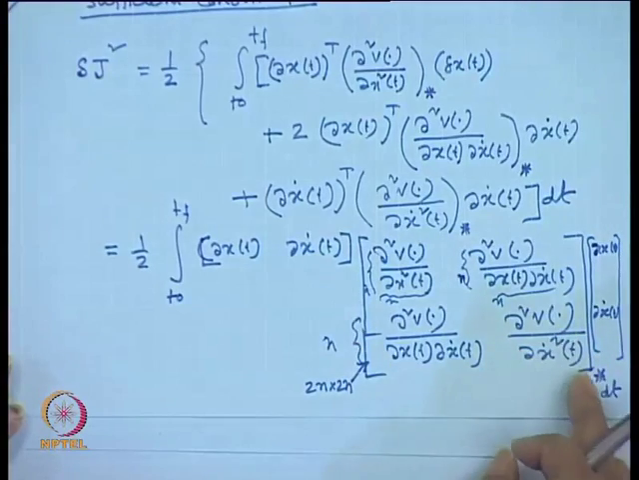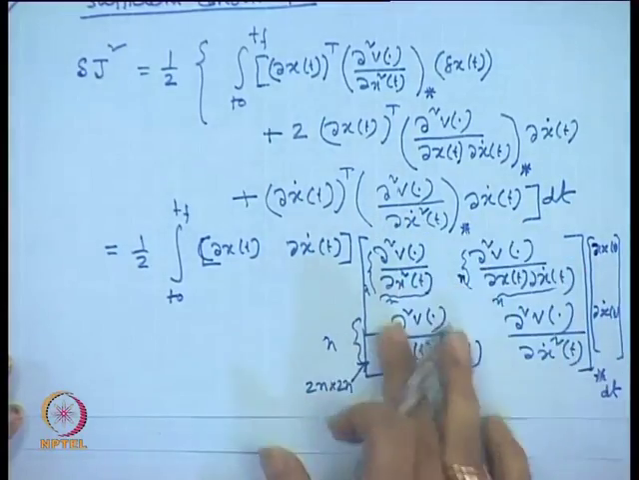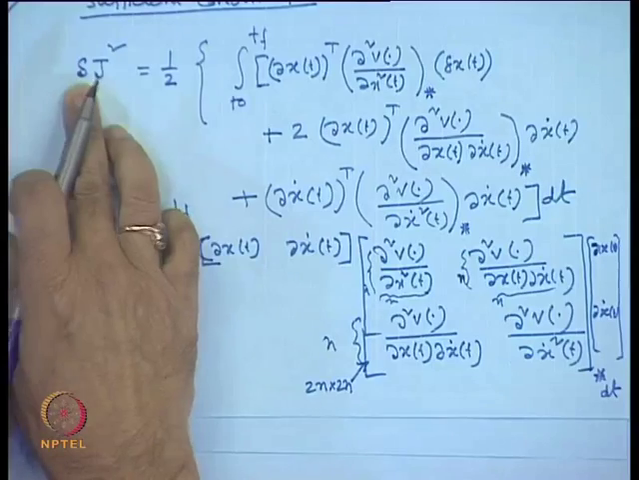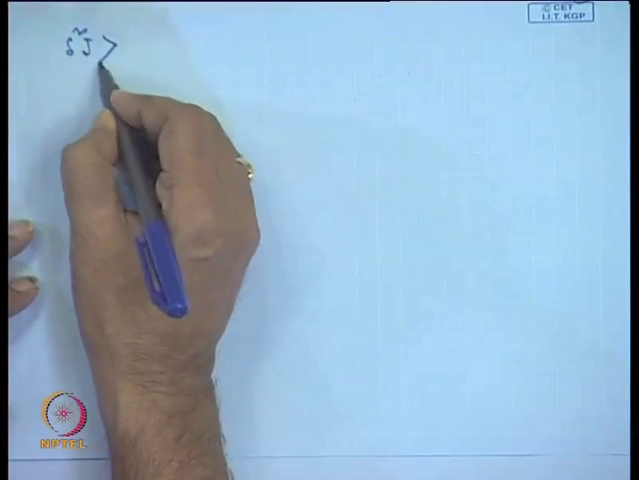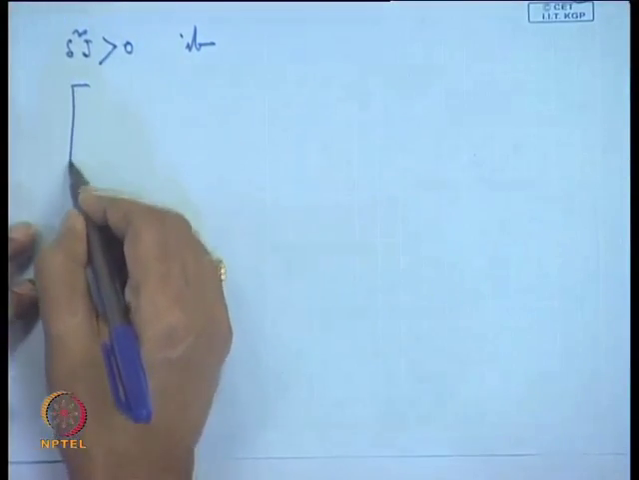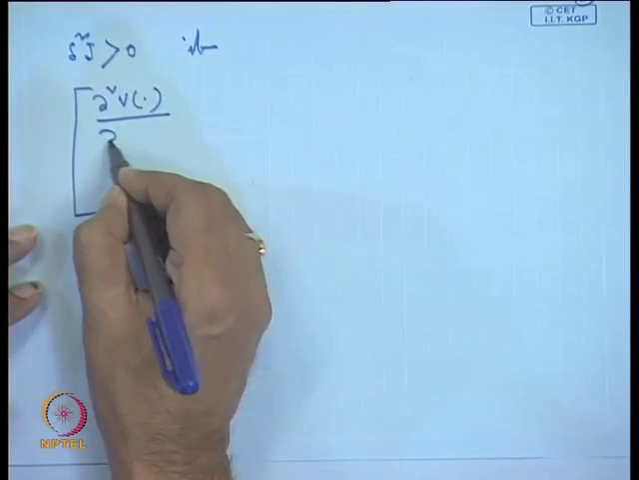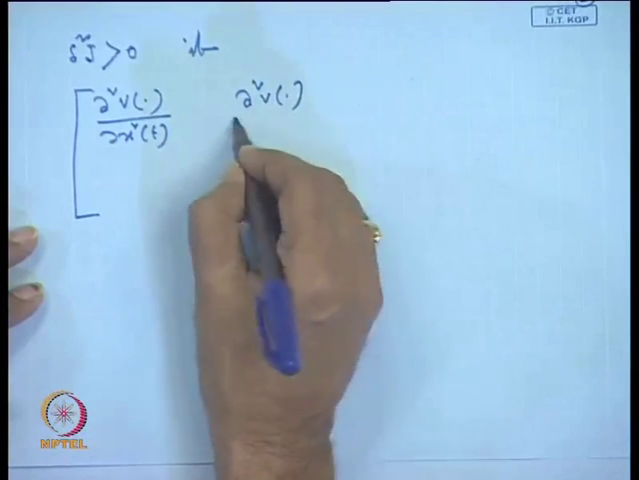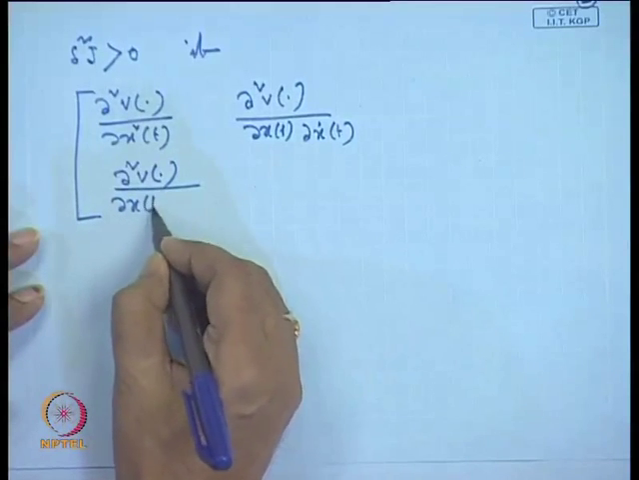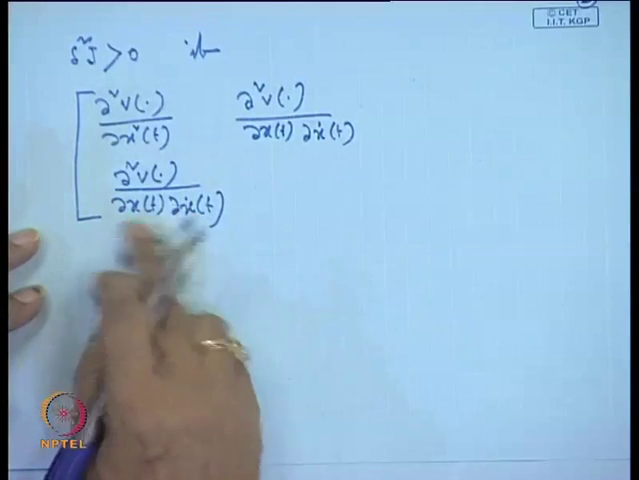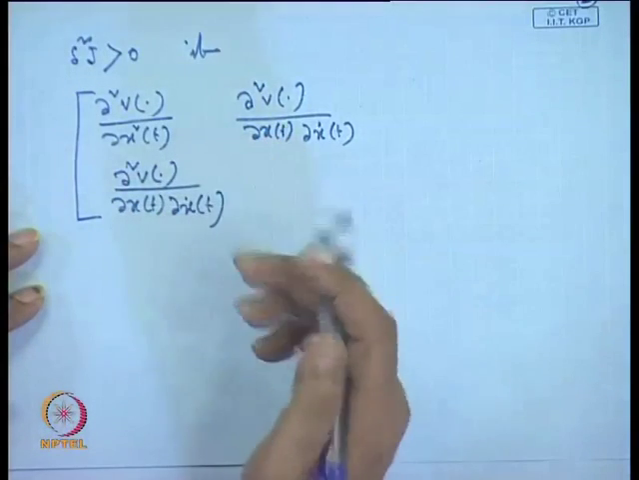So, compute this matrix, whose dimension is twice n by twice n, along the trajectory. If this matrix is a positive definite matrix, that indicates that delta square j, the second variation of the functional, will be a positive value, which means the functional value along the trajectory is minimum. So our condition is, delta square j is greater than 0 if the matrix del square v over del x square of t, del square v over del x del x dot, and del square v over del x dot square of t is positive definite. This order may be changed, delta x dot and delta x, the value will be the same, so it does not matter.